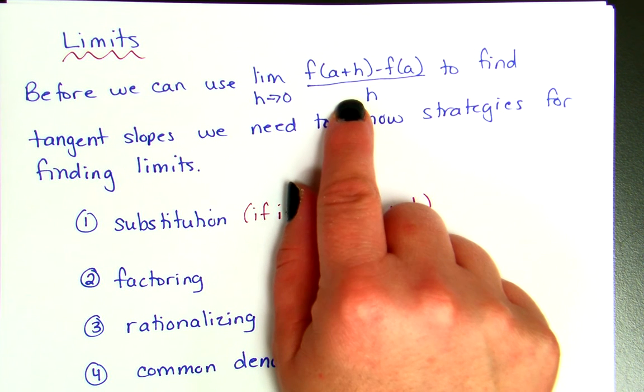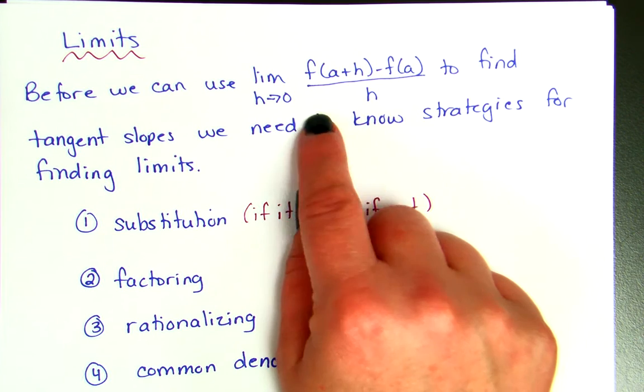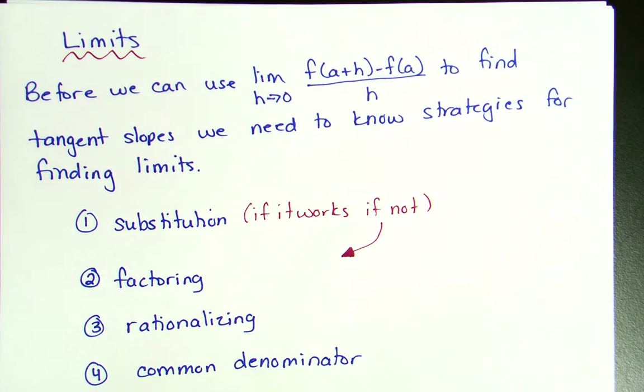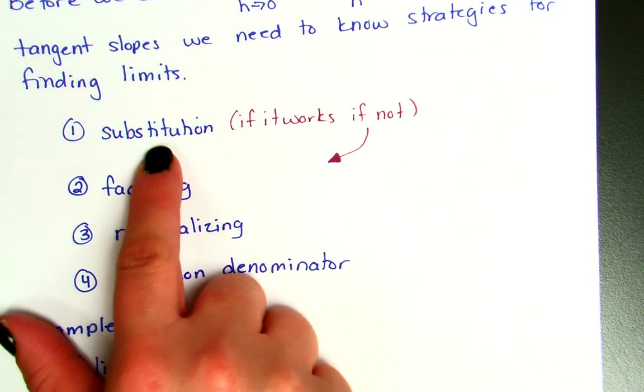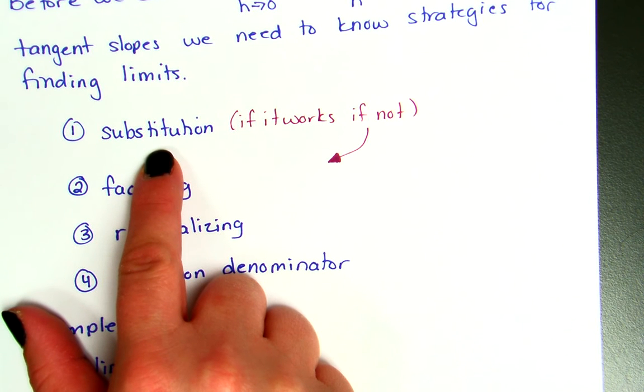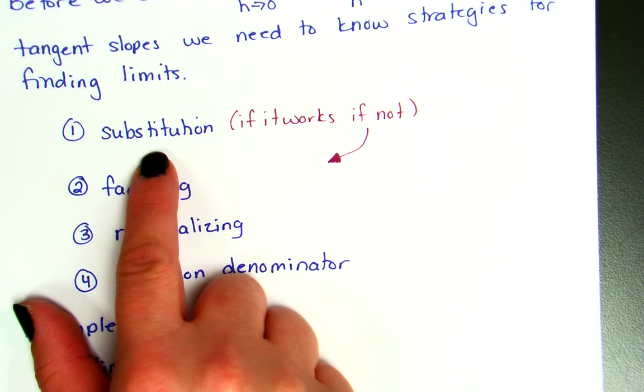But in order to work with this limit definition, we need to know how to work with limits in general. So there are strategies that we use when finding limits. The first one is substitution. If you can put a number in and there's not a problem with it, you just do that. A lot of times this is missed because most often we're looking for limits of things that can't just be substituted. But if it works, that's where you start.